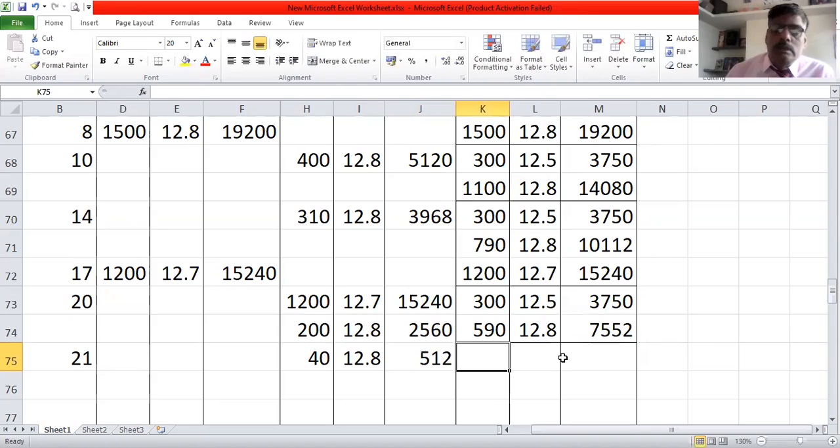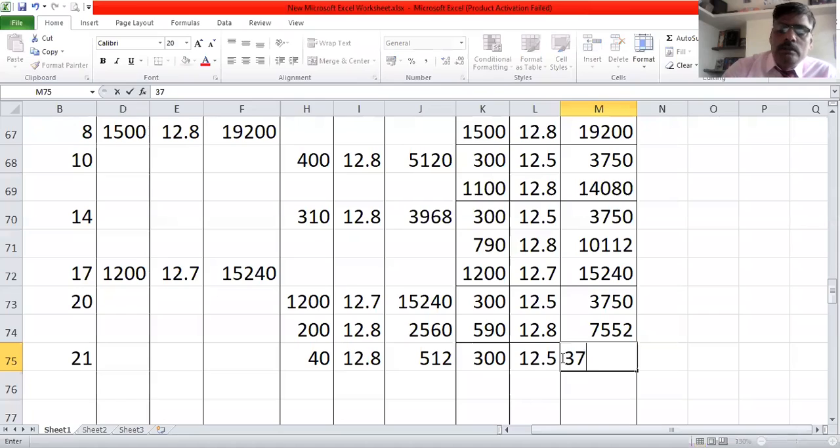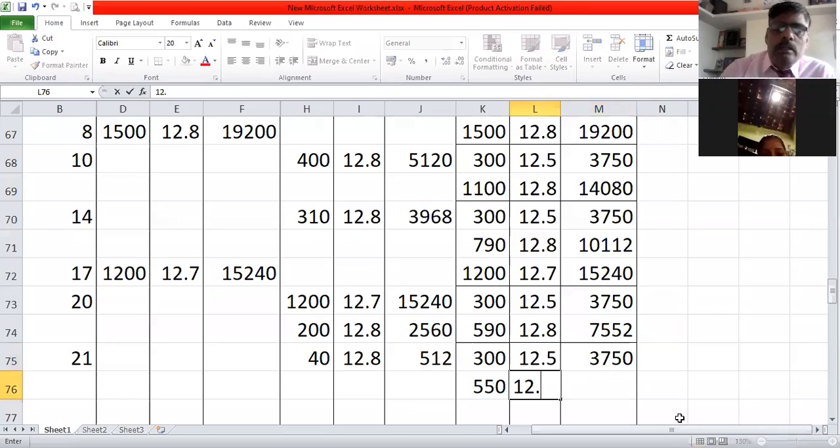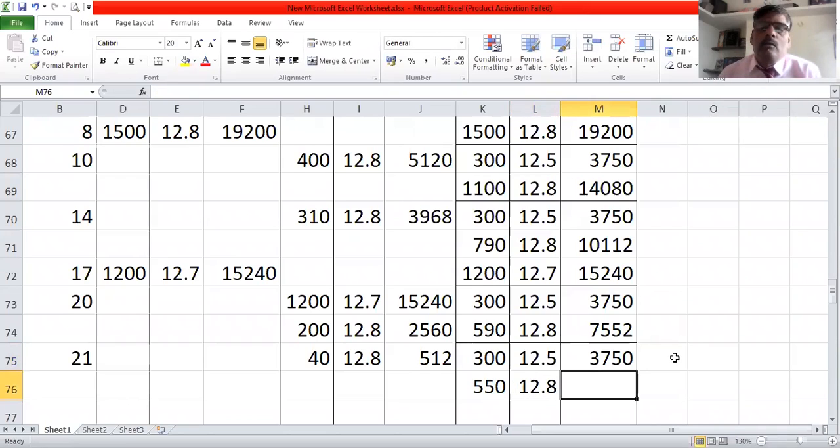512. Now balance is 300 at the rate of 12.5, 3,750, and out of 590, 14 is insured. 550 at the rate of 12.8. Amount you calculate: 550 into 12.8 is equal to 7040. 7040 is the balance. Clear?